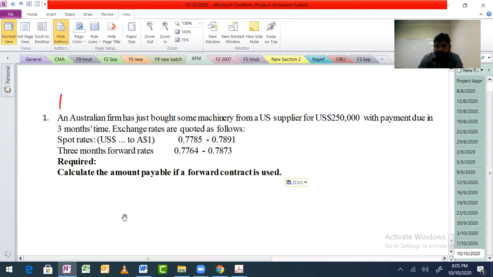Sir, here the rates given are the same thing, right? For the spot rates, it's the same one, right? US to Australian dollar is the same for the 3 months forward rate, right? Yeah, exactly. US to Australian dollar. That's the format in which it is given, both of them.